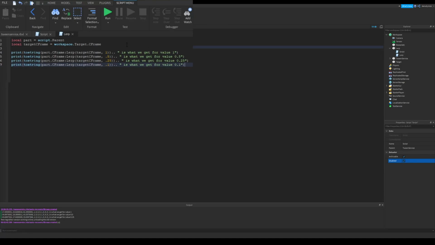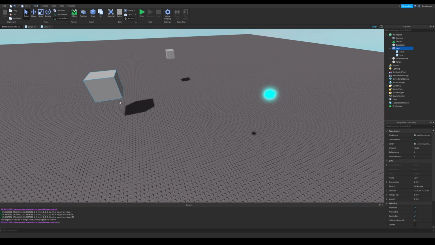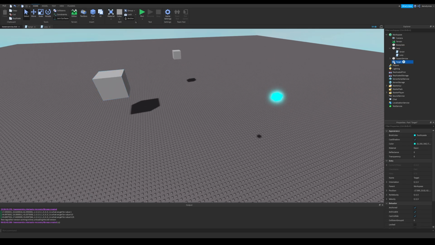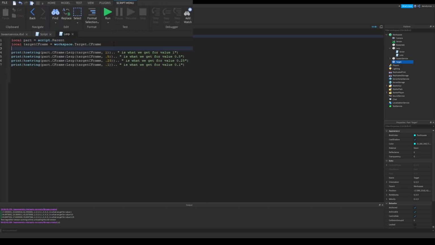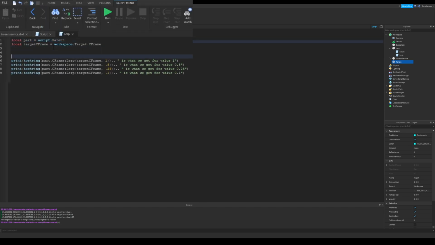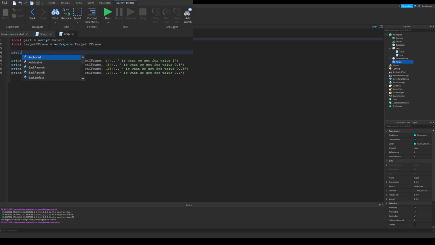We have a part in workspace, and also we have a target part. They aren't required, you can use CFrame values for it. Why do I say this? Because Lerp actually returns a CFrame interpolated between this CFrame and the goal by the fraction alpha. This alpha is the second parameter of the Lerp function.